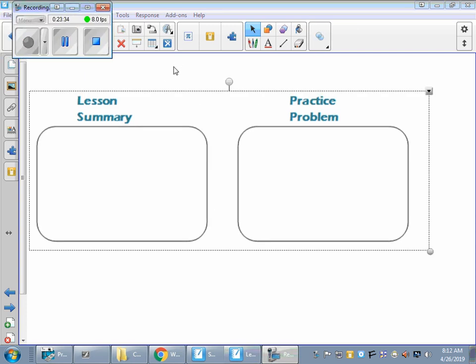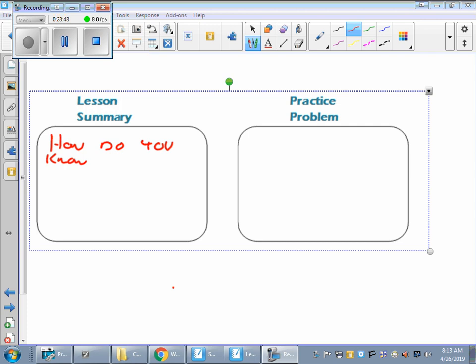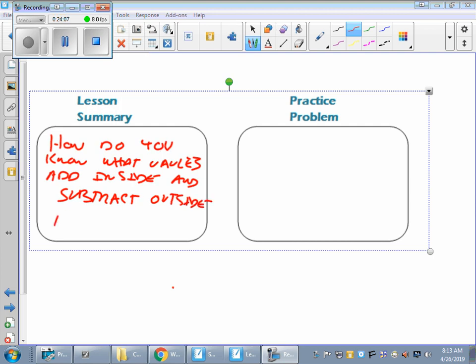Okay, well, it's not going to let me pull it up, so I'll just write it for you. The lesson summary is, how do you know what values add inside and subtract outside the parentheses? How do you know that? Okay? When you're turning it into vertex form.